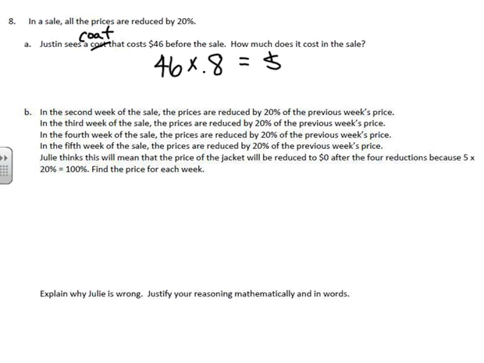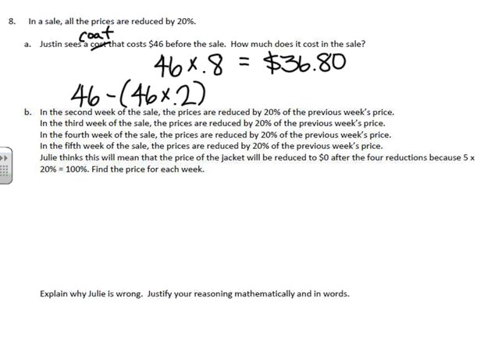And that gives $36.80. And again, if you're still subtracting it off, that's perfectly okay. You would do 46 times 2/10, and whatever you get, you would subtract it from 46. That'll give you the same answer.